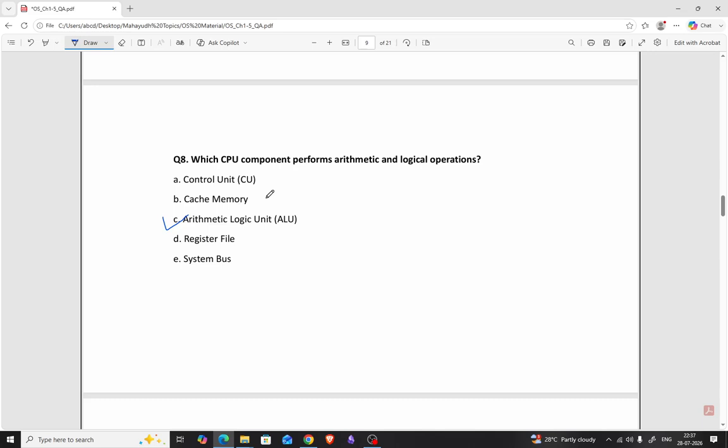Cache memory stores frequently used data. Register file is used to store CPU registers. System bus transfers data between different components.